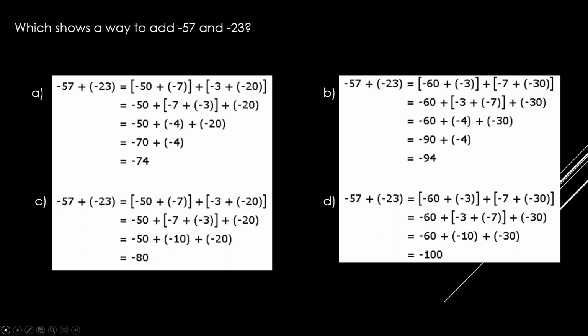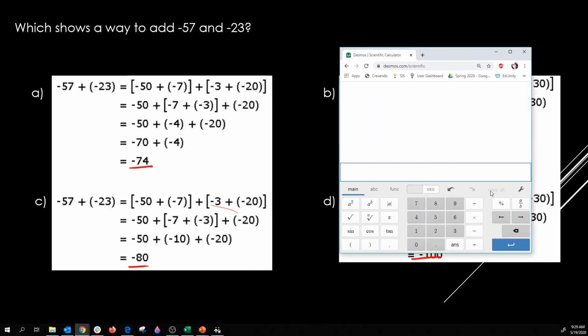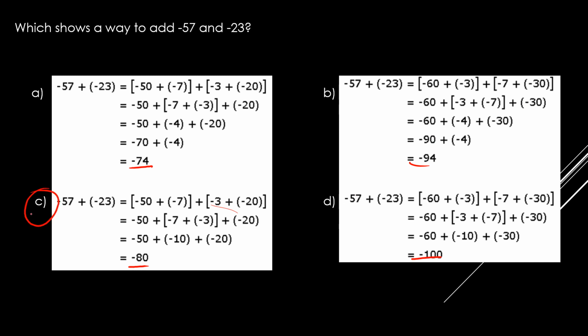Alright, next question. So we want to know which one of these correctly adds negative 57 and negative 23. Well, there's a shortcut. Instead of having to look at all of these, notice how every single answer that I'm given is different. This is different, this is different. These are all different numbers. So let's just pop this into a calculator and see what number we would get. Okay, so I'm adding together negative 57 plus negative 23. When I add them together, I get negative 80. So that means that negative 80 is going to be the right answer. And I don't even have to look at any of the stuff that they're doing here because I just know that I'm looking for a negative 80.